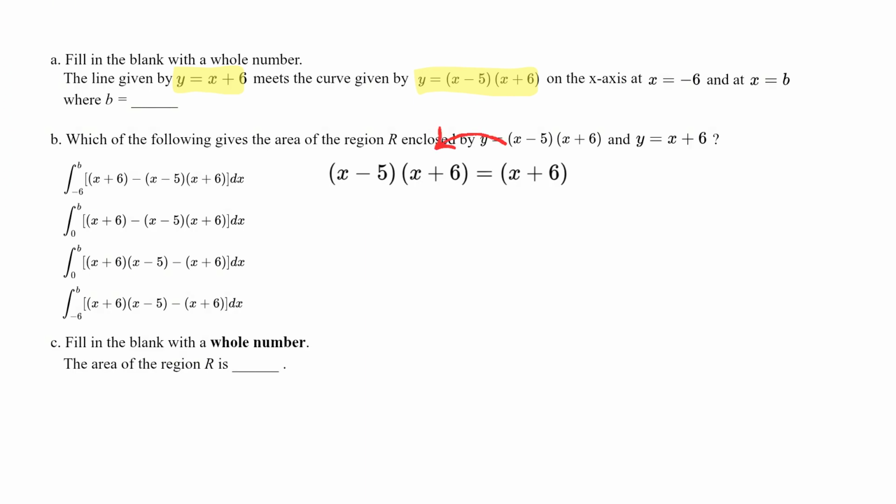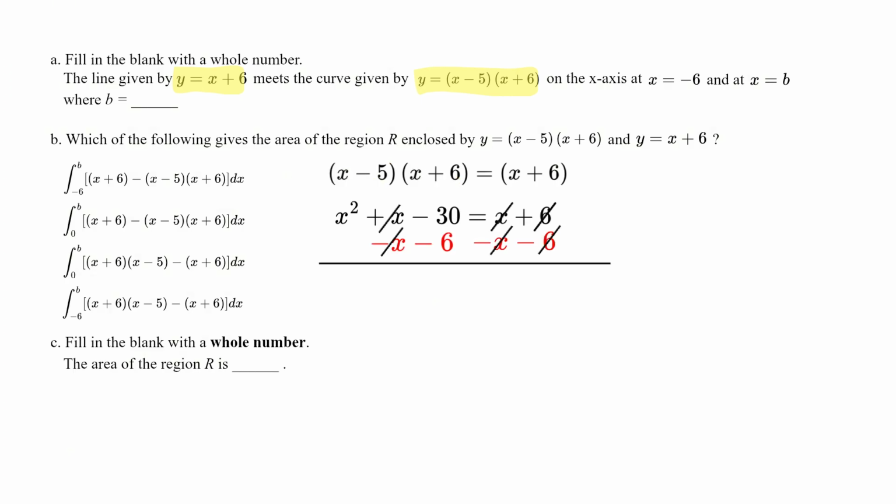Instead, let's bring everything to one side to solve for x. But first, let's expand the parabola. The quantity x minus 5 times the quantity x plus 6 becomes x squared plus x minus 30. Now we subtract x plus 6 from both sides, so we end up with x squared minus 36 equals 0.